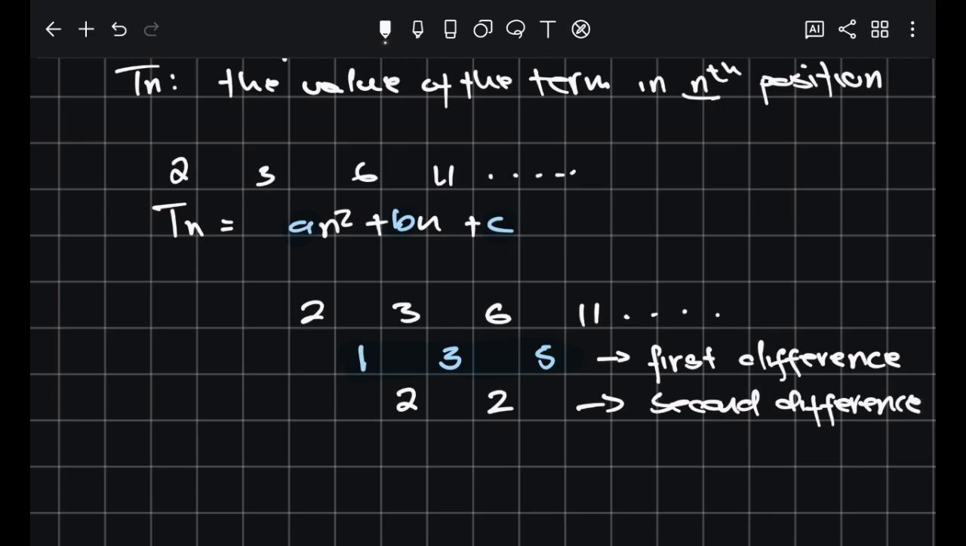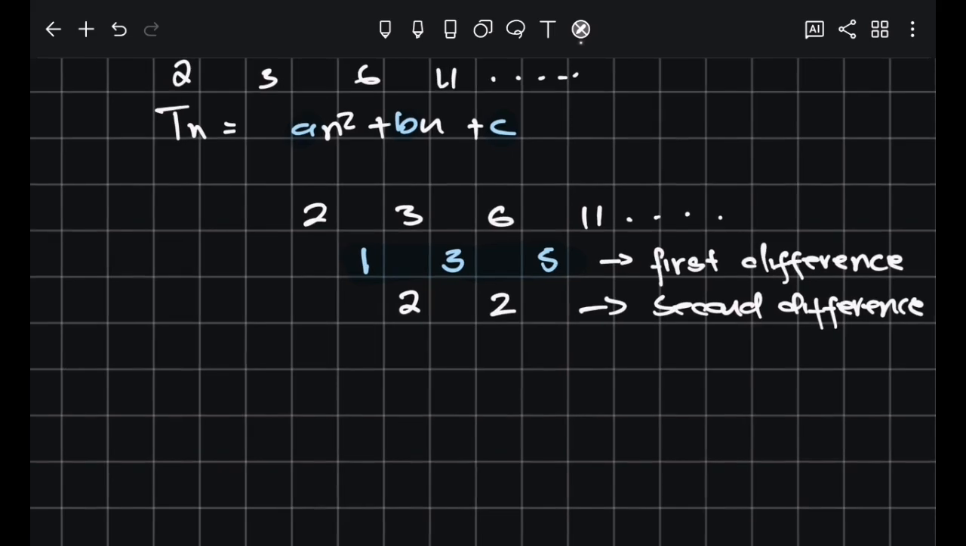The second difference is what? It is constant. Constant means it doesn't change. Constant means they are the same. You understand? They are the same. This is 2, this is 2. They are the same. They do not change. Right? They did not change. They are the same. They are constant.